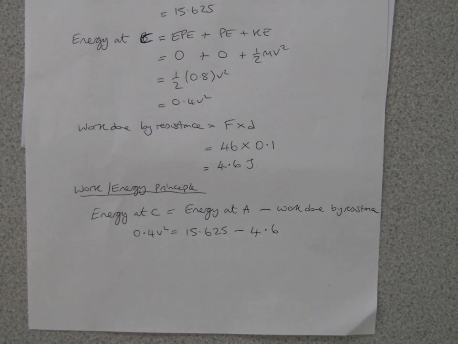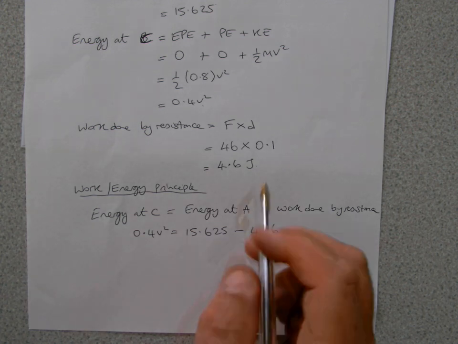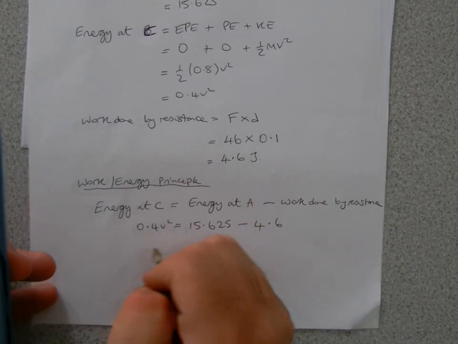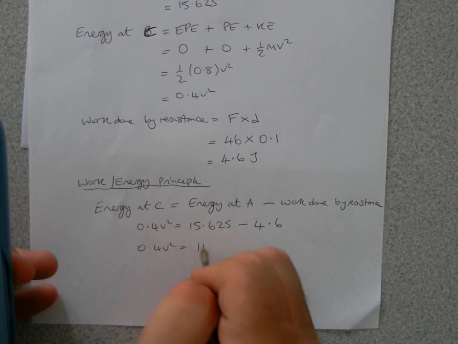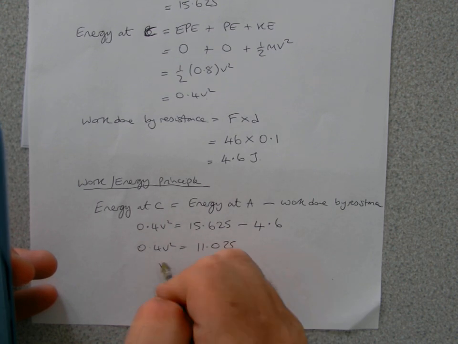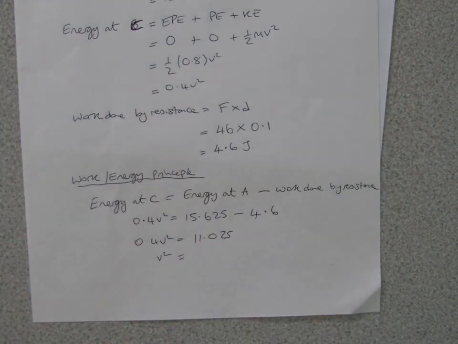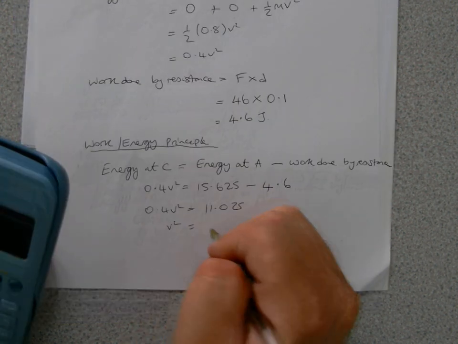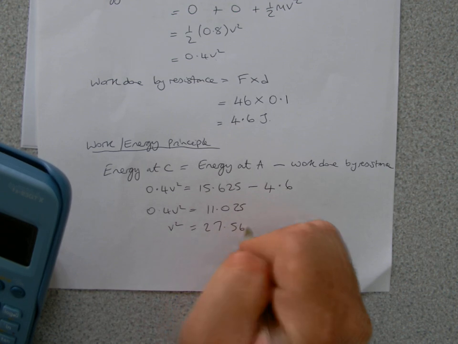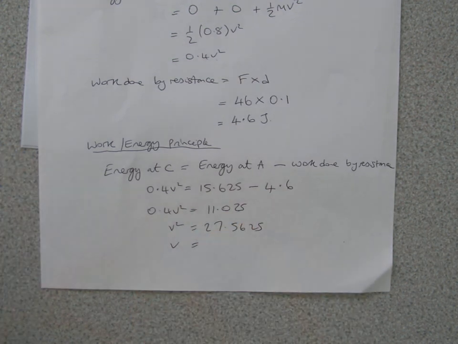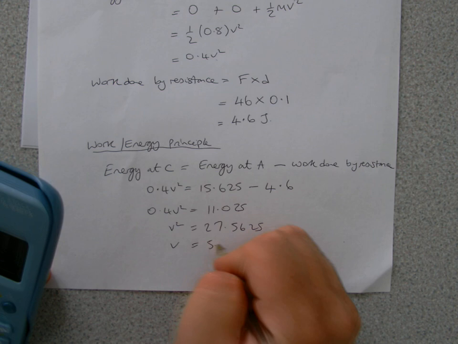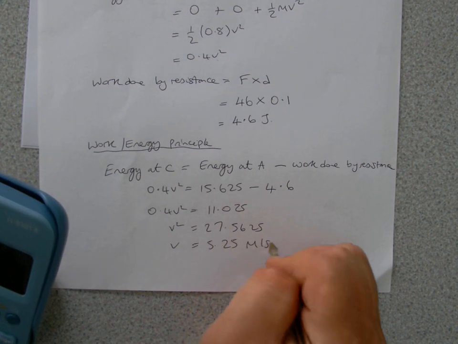And we can work out what v is. If I do 15.625, take away 4.6, I get that 0.4 v squared is 11.025. v squared, if I divide by 0.4, I get 27.5625, and then of course I take the square root, and that comes out to be 5.25 meters per second.